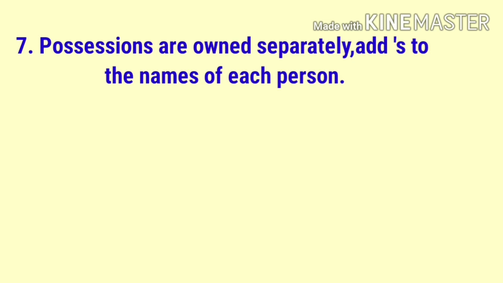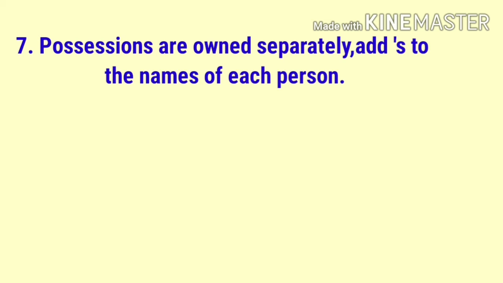Seventh one, if the possessions are owned separately, we add apostrophe s to the names of each person. What is the sixth form we saw? If two or more people own the same thing, we add apostrophe s only to the name of the last person. But here, owned separately, we add apostrophe s to the names of each person.